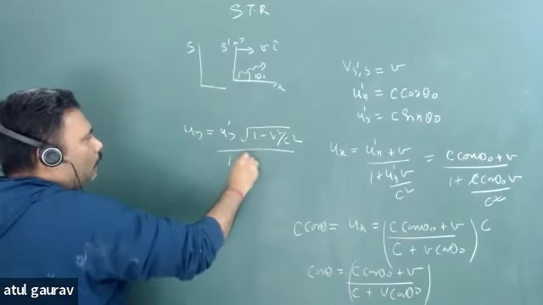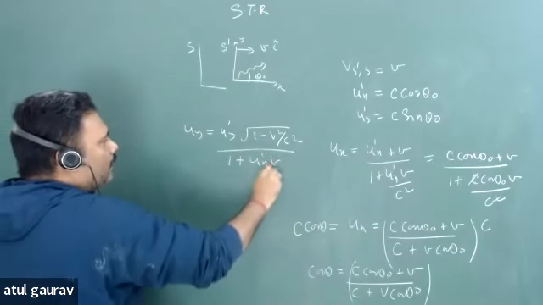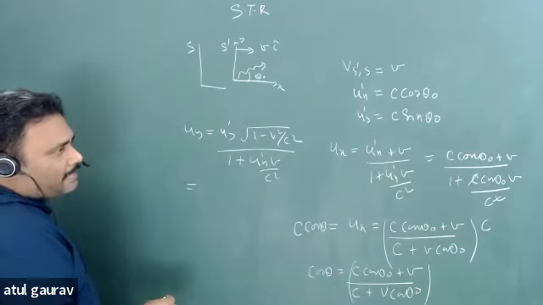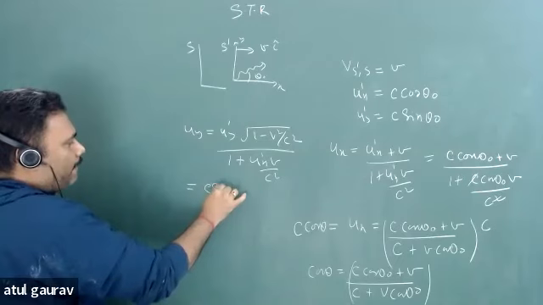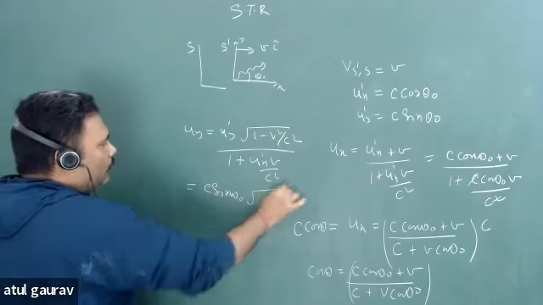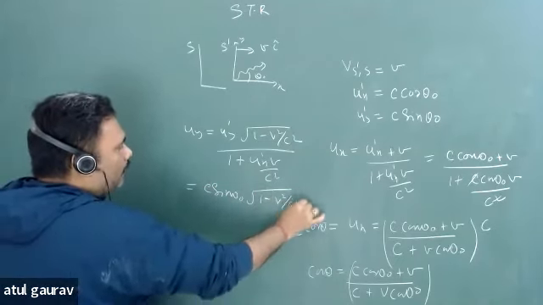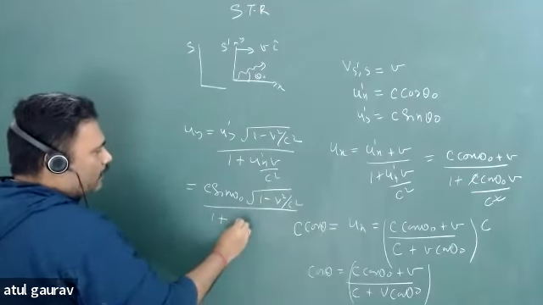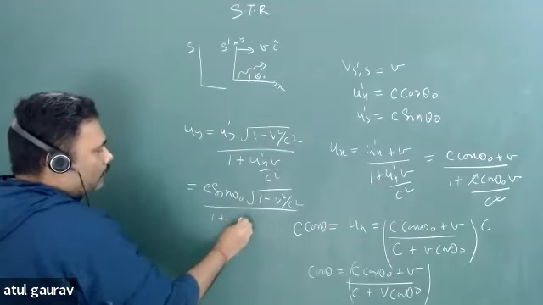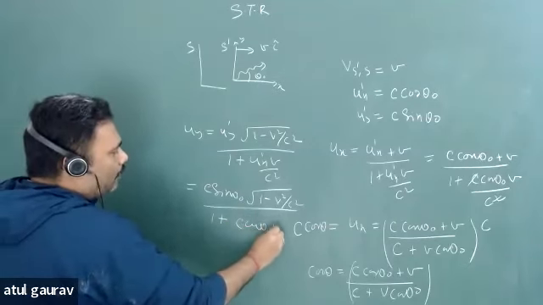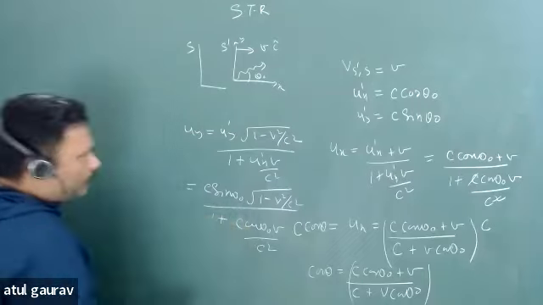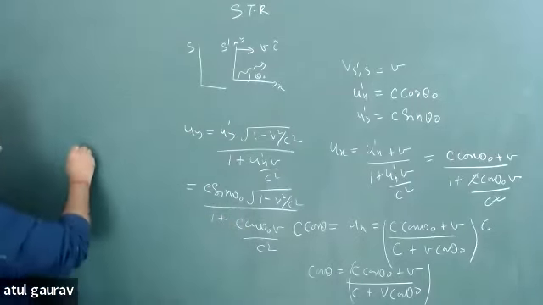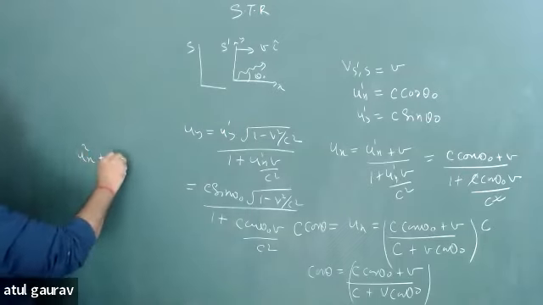c square 1 plus ux dash v upon c square. And this value ux dash is equal to c sin theta naught root under 1 minus v square upon c square 1 plus, and what is your uy dash? That value is equal to c cos theta naught v upon c square. And now, if you are going to check what is your ux square plus uy square, what will this be?